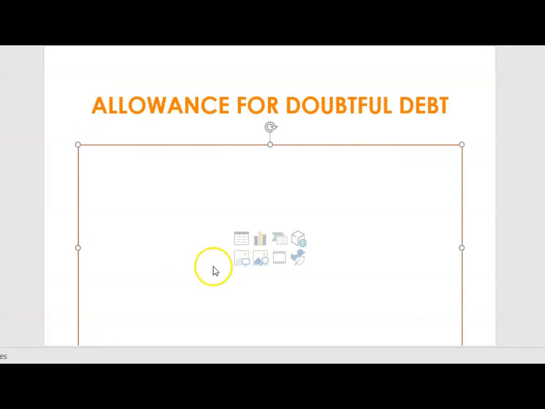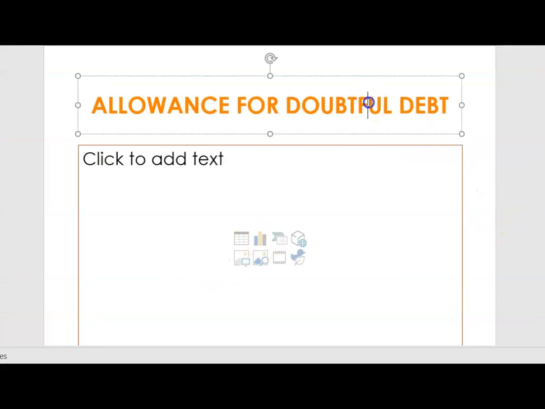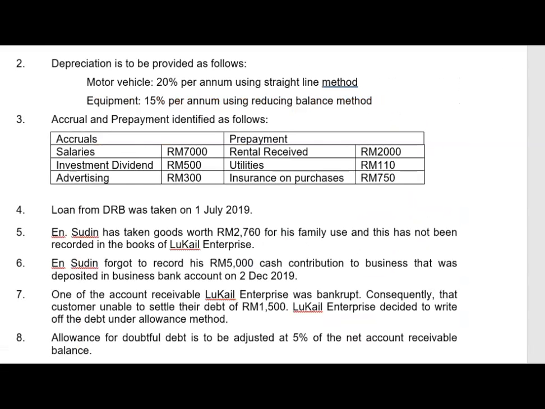The last adjustment that we need to discuss is on the allowances for doubtful debt. This is usually the hardest or most difficult for students to understand. So okay, let's look into the questions. Again, you need to do it one by one. Do not jump to conclusions.